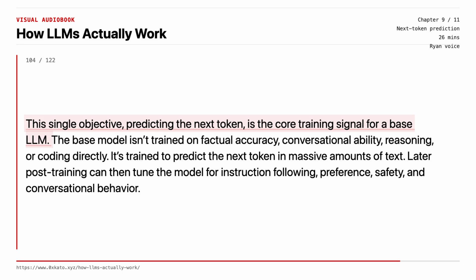This single objective, predicting the next token, is the core training signal for a base LLM. The base model isn't trained on factual accuracy, conversational ability, reasoning, or coding directly. It's trained to predict the next token in massive amounts of text. Later post-training can then tune the model for instruction following, preference, safety, and conversational behavior.